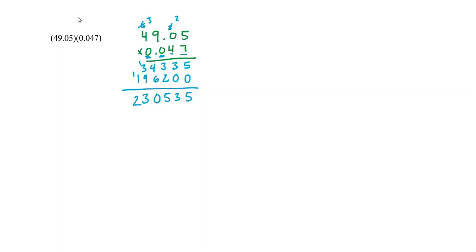And then I count my decimal places. Last step. 2 on the first number. 1, 2, 3 on the second number. So the total of 5. 1, 2, 3, 4, 5. We put our decimal point between the 2 and the 3. So the answer is 2.30535.